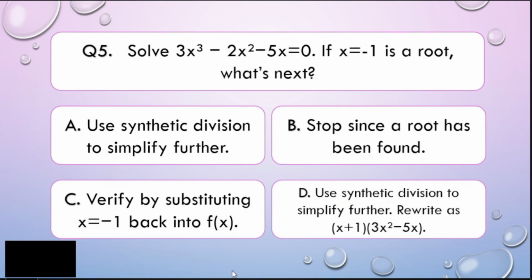Solve 3x cubed minus 2x squared minus 5x is equal to 0. If x is equal to -1 is a root, what's next? Is it A, use synthetic division to simplify further? B, stop since a root has been found? C, verify by substituting x is equal to -1 back into the f of x? Or letter D, use synthetic division to simplify further, rewrite as the quantity x plus 1 times the quantity 3x squared minus 5x. I'll give you 5 seconds to think about your answer.